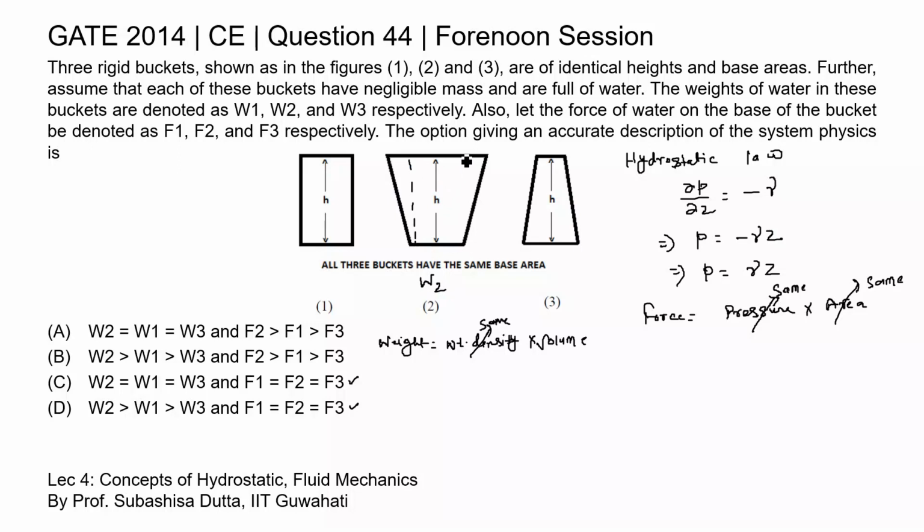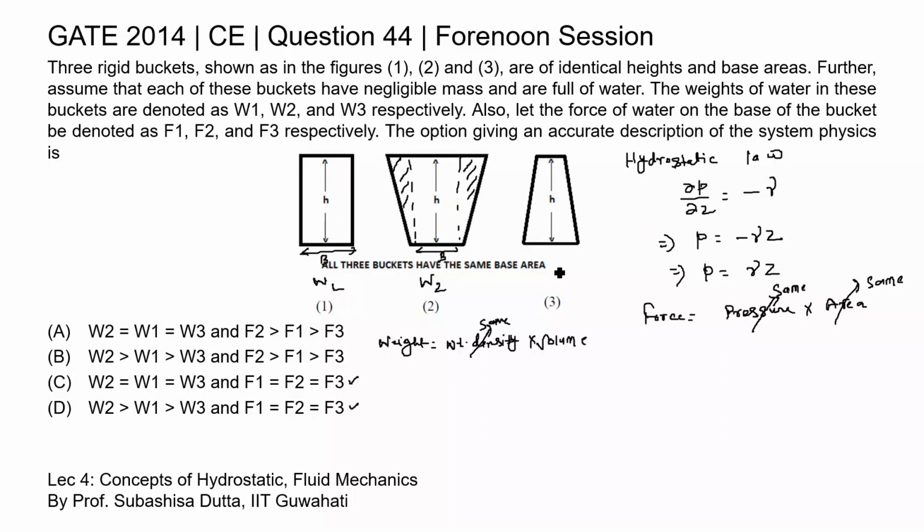If we draw this one, suppose this is a rectangle of height h and base area b. So, this is b into h plus additional area we are giving here. So, obviously the weight will be the highest. Now, if we see the figure 1, this will be only b into h, since base area is same. So, W2 is greater than W1.